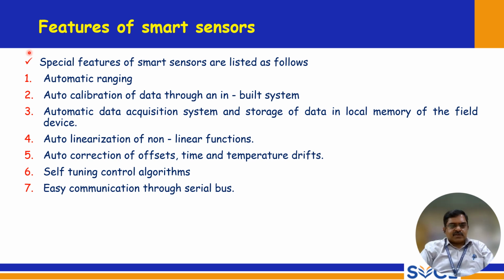Features of smart sensors. Special features of smart sensors are listed here: automatic ranging, auto calibration of data through inbuilt system, automatic data acquisition system, and the storage of data in local memory of the field device, auto linearization of nonlinear functions, auto correction of offsets, time and temperature drifts, self-tuning control algorithms, and easy communication through serial bus.